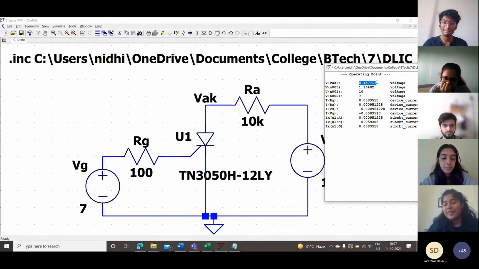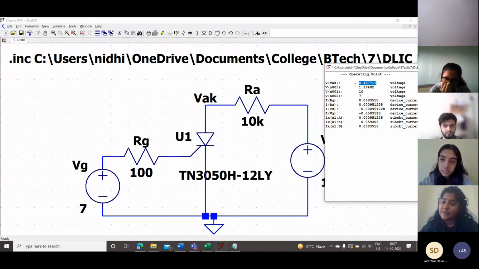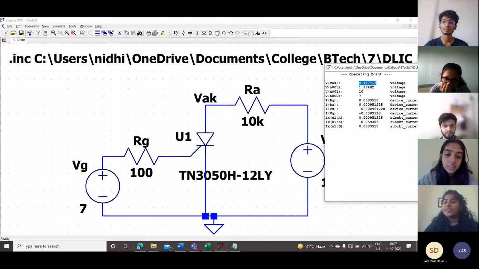Come on, someone can try. Can you please repeat the question? I said, what can you infer? What do you know about the SCR based on my VAK value here, 0.487? Okay, so it is on. Exactly, as easy as that.